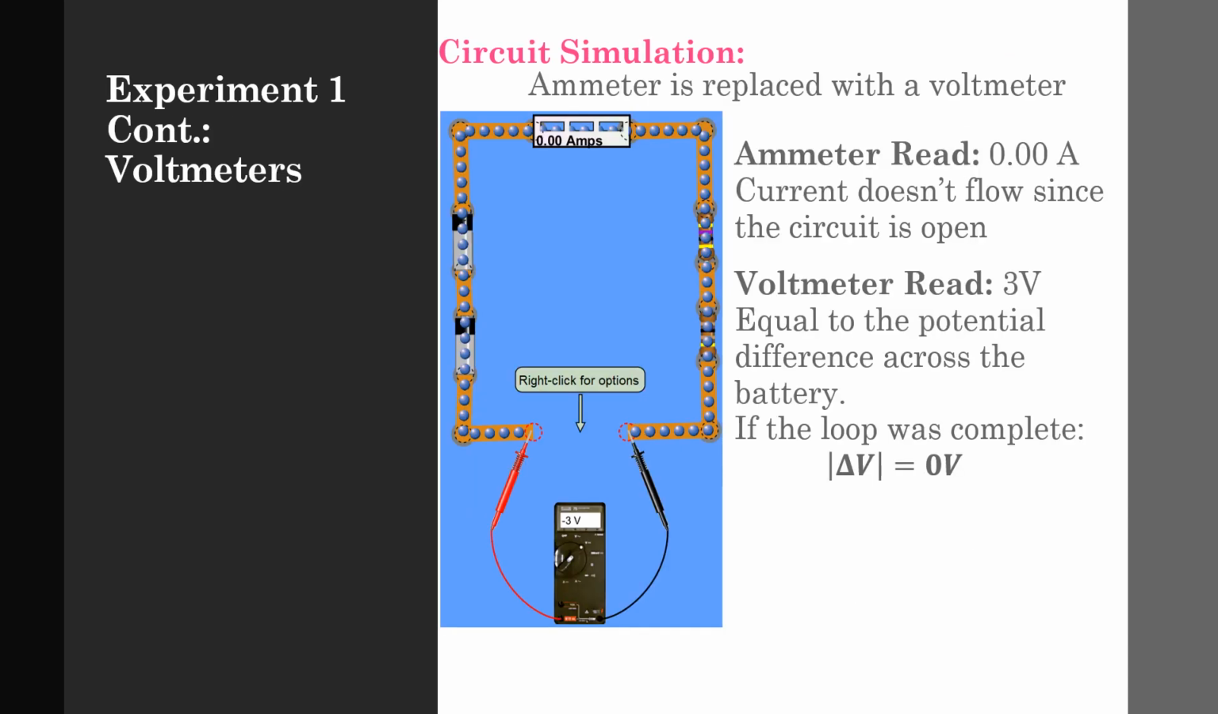Next, we were asked to replace one of these ammeters with a voltmeter, shown at the bottom, and record what the ammeter read. So the ammeter read 0 amps because current doesn't flow since the circuit is open at the location of the voltmeter. The voltmeter read 3 volts, which is equal to the potential difference across the battery. If the loop is complete, the total change in potential difference would be 0 volts across the entire circuit.